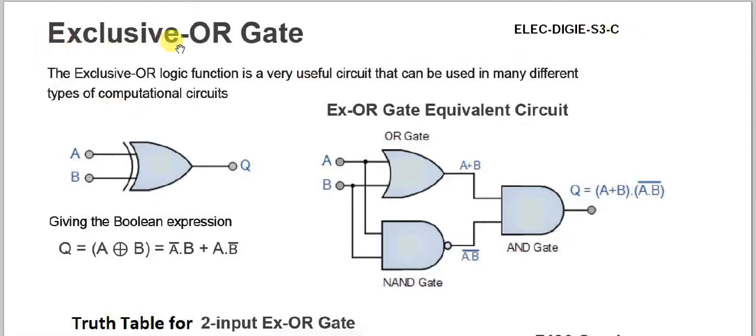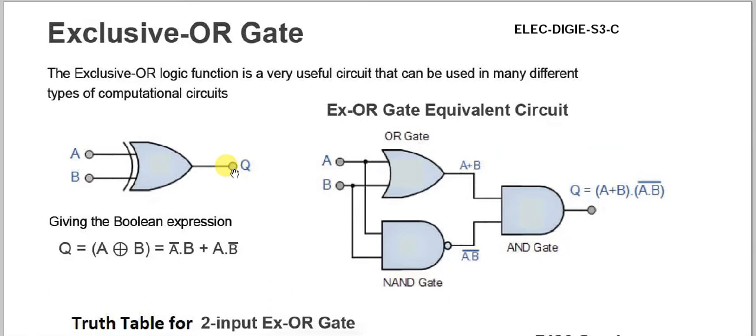Now, the exclusive OR logic or function is a very useful circuit that can be used in many different types of computational circuit. Symbolically, we have an OR gate and, at the base of this OR gate, we put another small curved line a little distance away. We have the two inputs and one output.